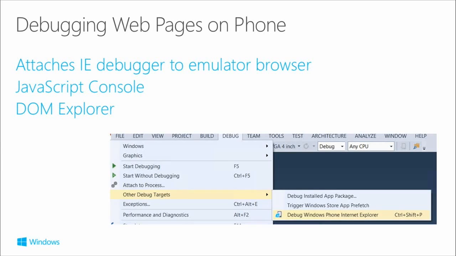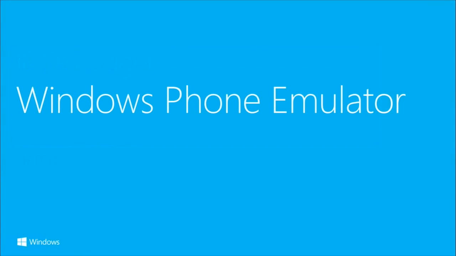We also have an IE debugger, which you can get to by going to debug down to the other debug targets and just open up the debug Windows Phone Internet Explorer, and then you can navigate to a website and debug that website using all of your IE F12 tools, the JavaScript console and the DOM Explorer. It's incredibly powerful. It's a great way to do website debugging for the phone. I wanted to show that. We don't have time. I am sorry.